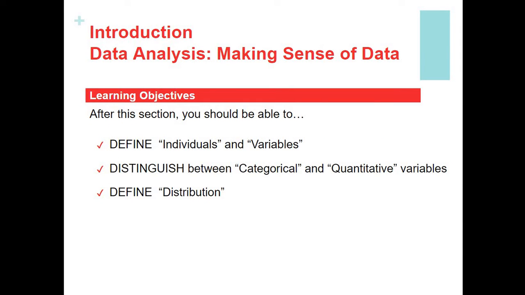The learning objectives for this lesson: at the end of this lesson, you should be able to define individuals and variables, distinguish between categorical and quantitative variables, and define distribution.